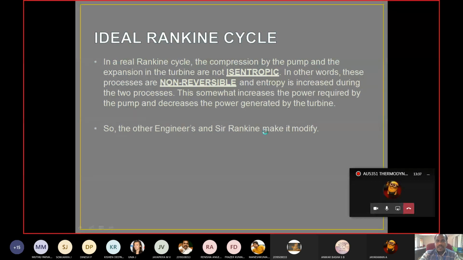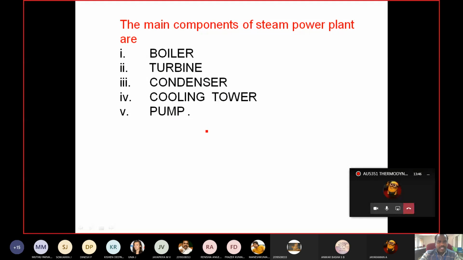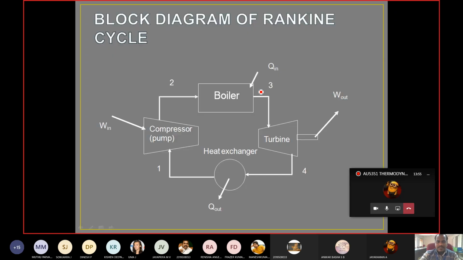These are the main components of the Rankine cycle. We have the boiler, the turbine, the condenser, and the pump, and also we have cooling towers, right? This is a block diagram of a Rankine cycle. There will be a boiler, a turbine, then a condenser, then a pump. In gas turbines, we use a compressor, but in the vapor cycle, we use a pump, right? This is a block diagram of our Rankine cycle.